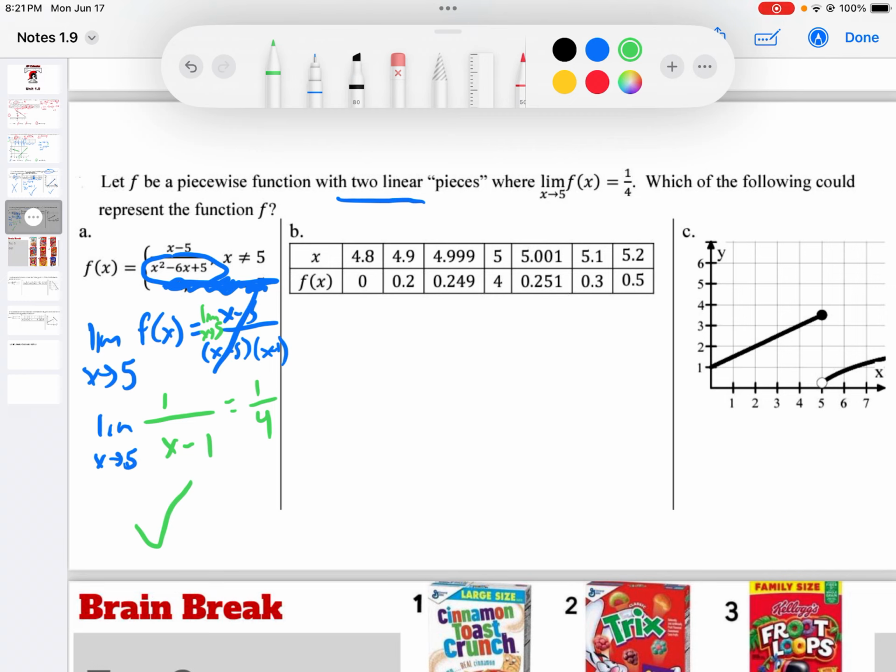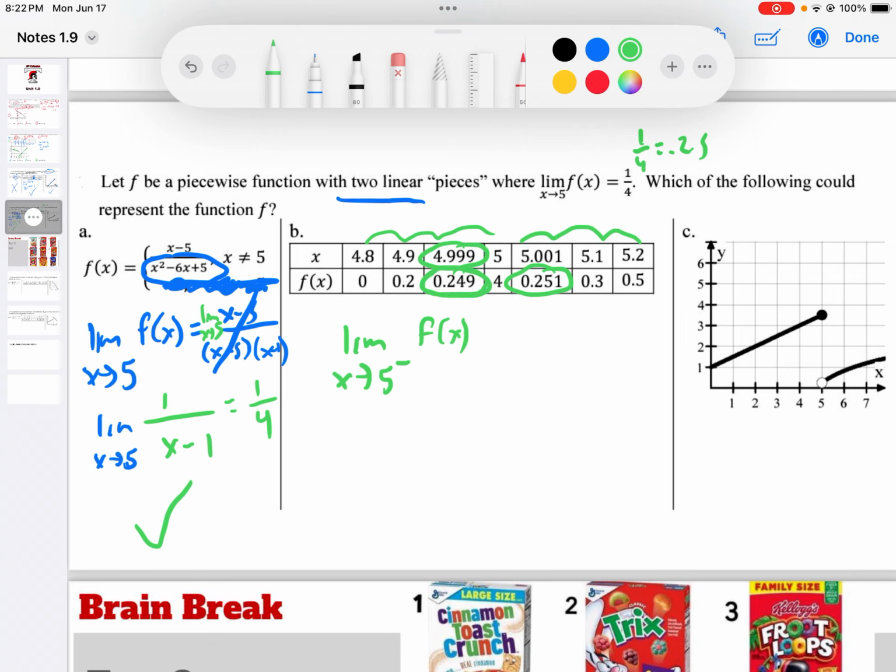Next one. All right, so this one's a little tricky. Now, is it linear? It's kind of hard to tell whether these are linear or not. We're just going to assume that they're linear. But what I want to see is, are these numbers approaching 1/4? And remember, 1/4 is about 0.25. It looks like it is. I don't know a lot of words to say or how to really prove it, but it just feels like it, if I'm looking at it.